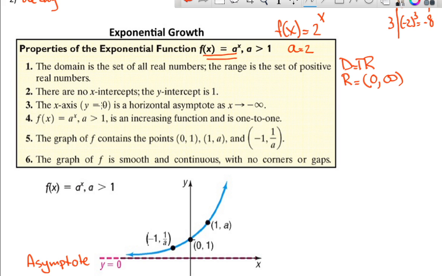Let's see, what else do we have? The y-intercept is 1, so that one is over here. This is your y-intercept.